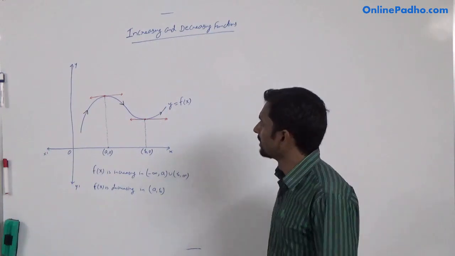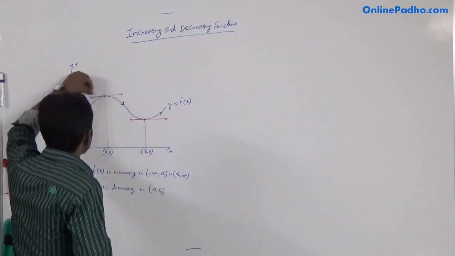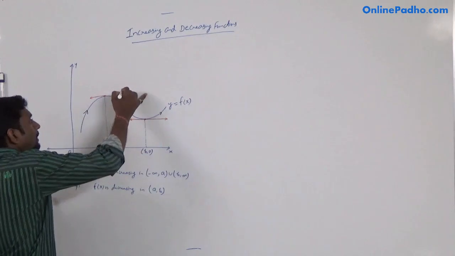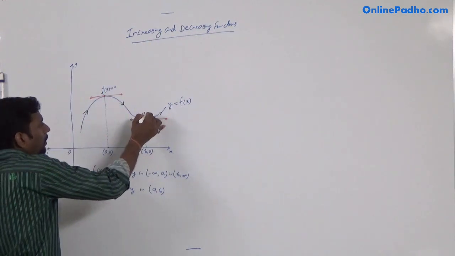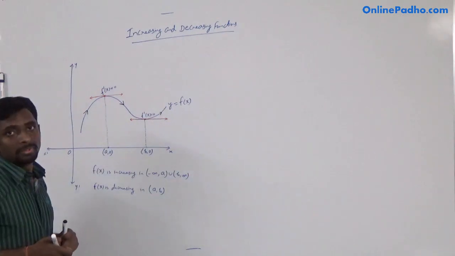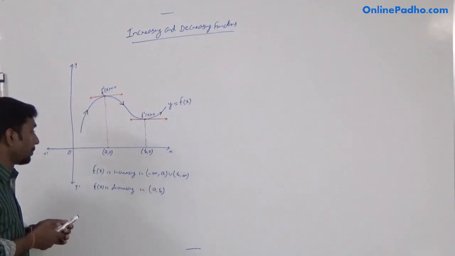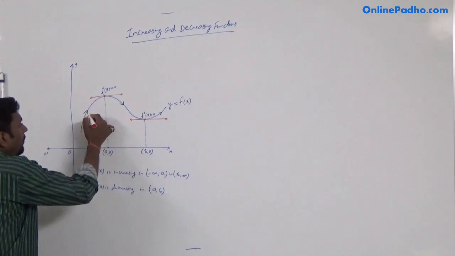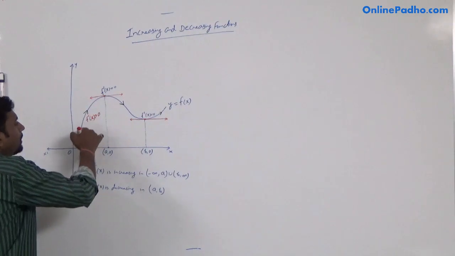You can draw the graph of a function and find the points where the slope of the tangent to the curve is 0. So at these 2 points, we can say that the slope of the tangent is 0, that is f'(x) is equal to 0 at this point, and f'(x) is equal to 0 at this point also. But in all these points, from minus infinity to a, f'(x) is always positive where the curve is increasing. So here f'(x) is greater than 0. When f'(x) is greater than 0, it means the curve is increasing.